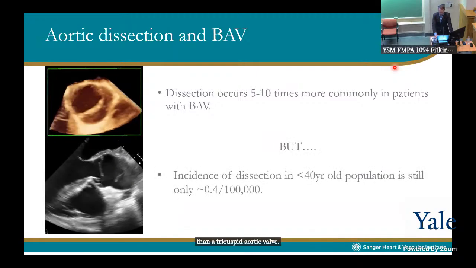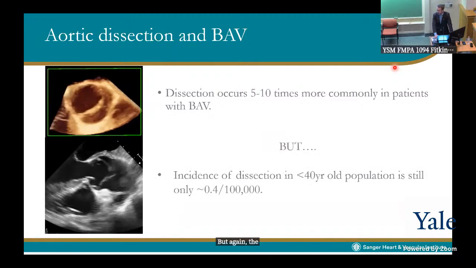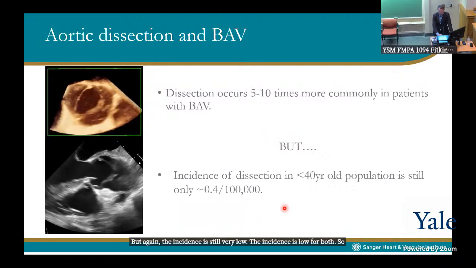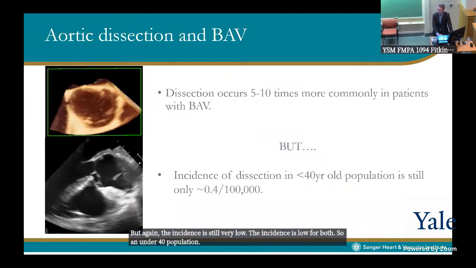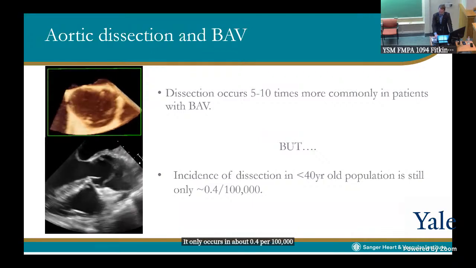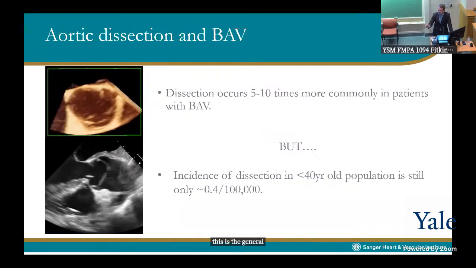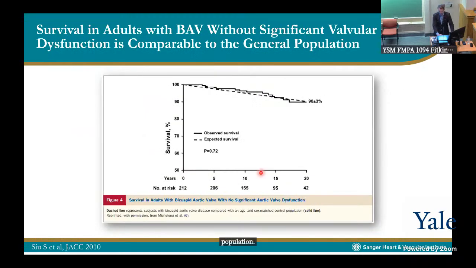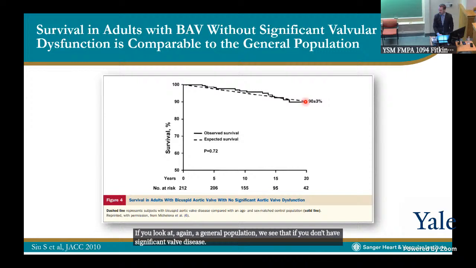But again, the incidence is still very low. The incidence is low for both. So in the under 40 population, it only occurs in about 0.4 per 100,000 people. This is the general population, not an athletic population. If you look at a general population, we see that if you don't have significant valve disease, your life expectancy is essentially the same.